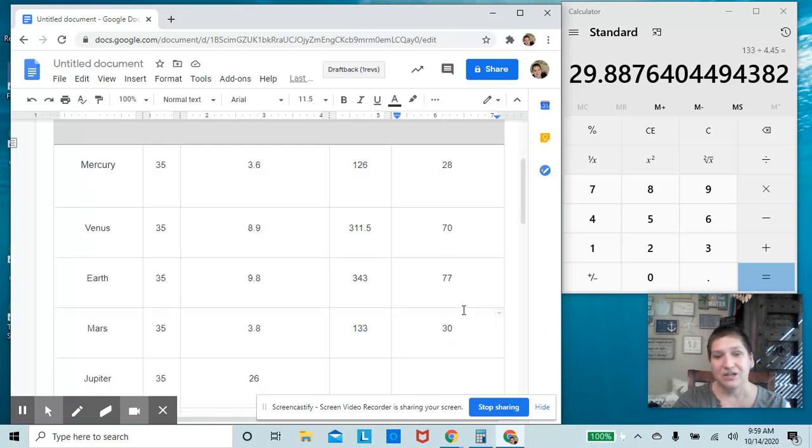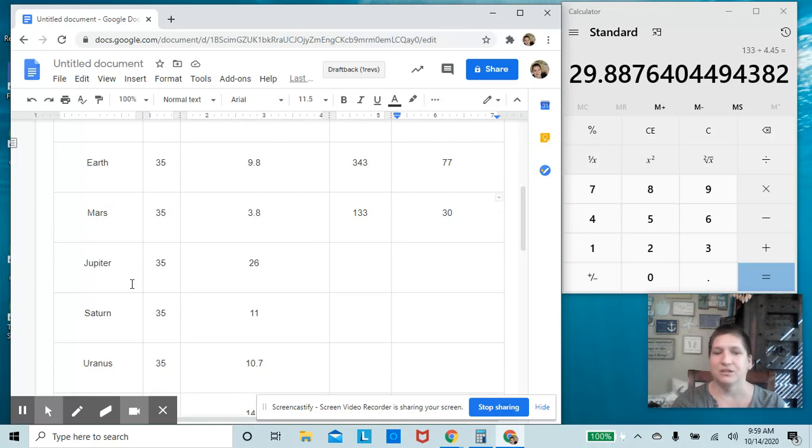So as you continue your chart, what you're doing basically is just multiplying your mass times acceleration to get your force. That's your newtons. And then converting your newtons into pounds by dividing it by 4.45.